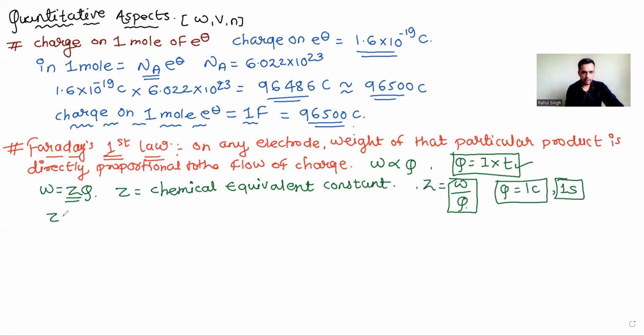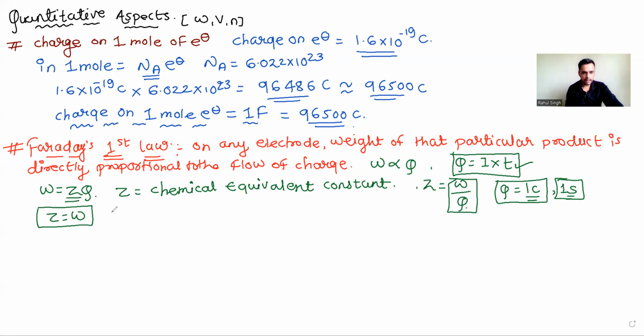So Z will be equal to W. The chemical equivalent constant is equal to the weight deposited on the electrodes when a current of 1 coulomb flows for 1 second. Okay, so we can say that Q is done.